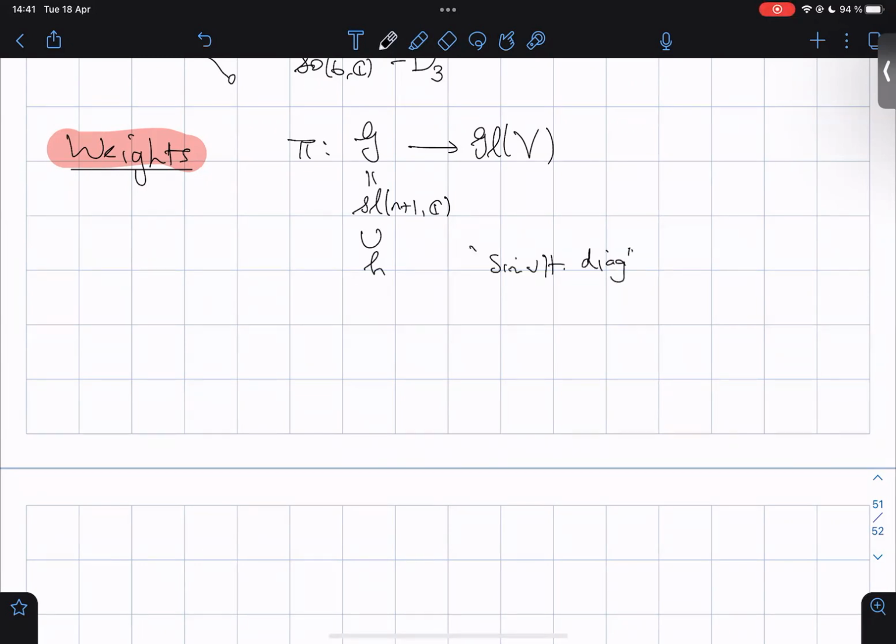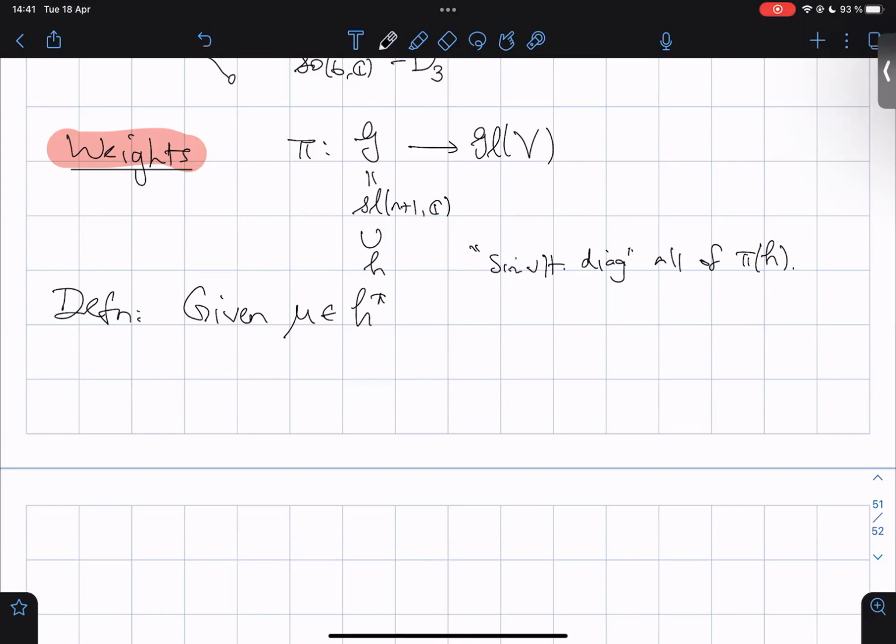key idea, simultaneous diagonalization of pi of H. Okay, so you want to simultaneously diagonalize. So instead of talking about roots, now we're going to talk about weights. Okay, similar idea, eigenvalues.